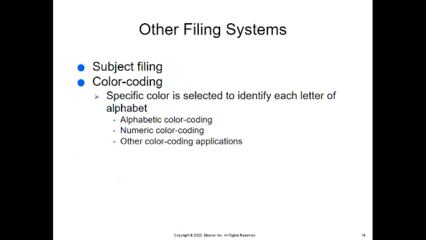So other filing systems, you have subject filing and color coding, in which a specific color is selected to identify each letter of the alphabet. Alphabetic color coding, numeric color coding, and other color coding applications.